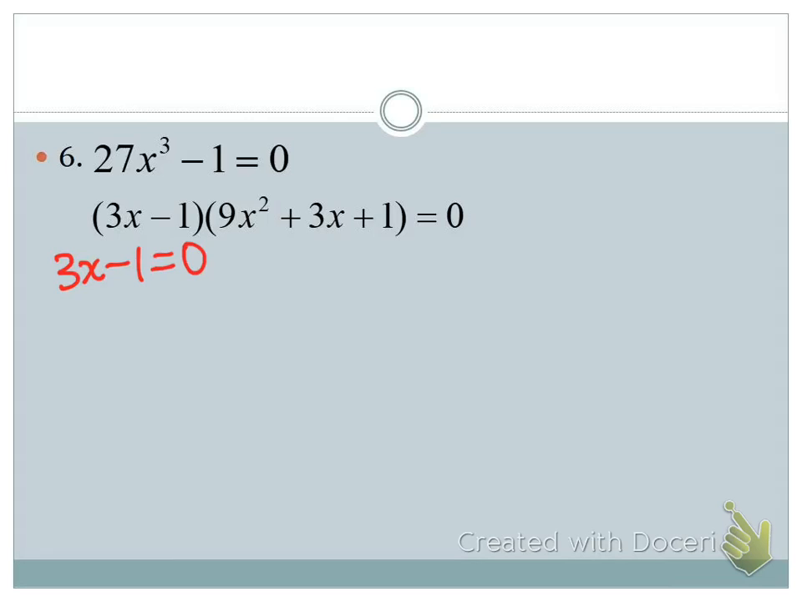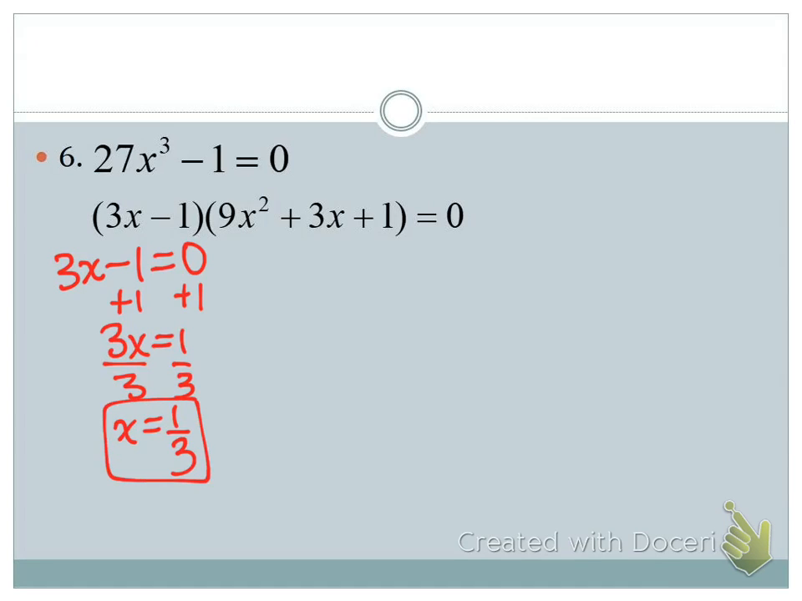3x minus 1 equals 0. How do we get x alone? Add 1, and then divide by 3. Good. So x equals 1/3. I would go ahead and box or circle that in as one of your answers right away so you don't forget about it later.